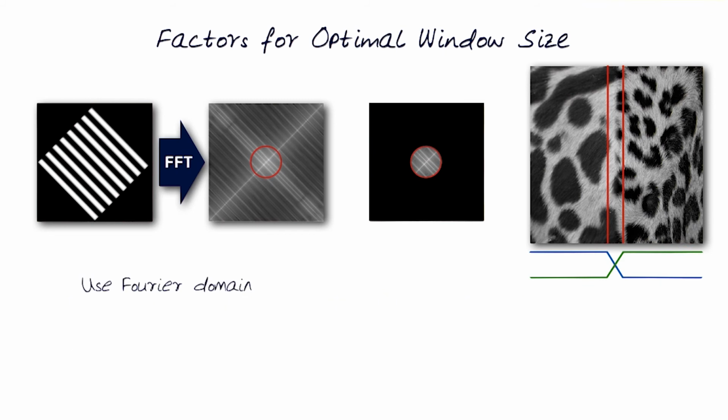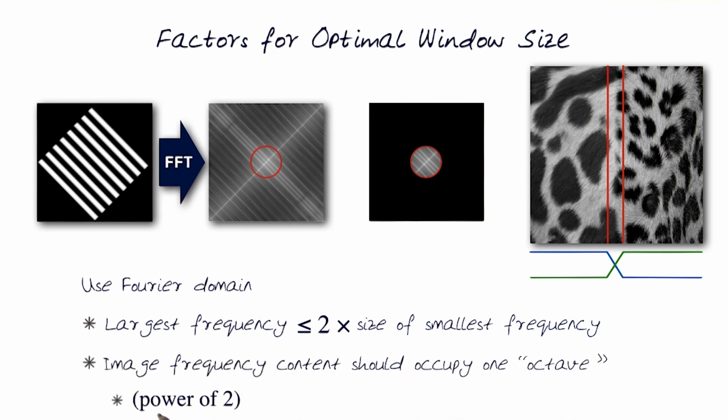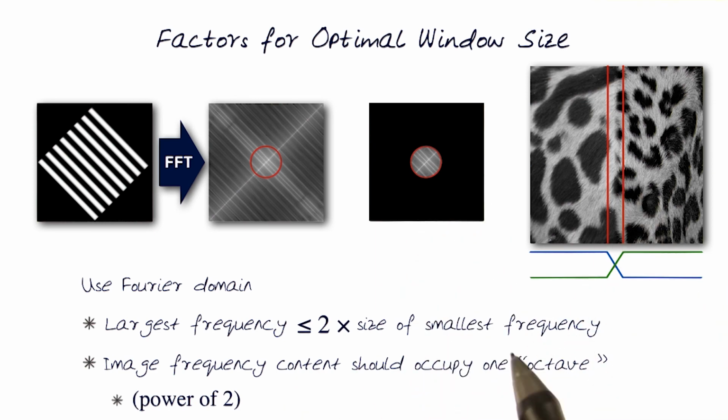So in essence, what we are arguing for here is that we want to start using the Fourier domain to help us extract optimal window sizes. Here I share with you some of the well-known methods for how we can do this. For example, if the largest frequency of the signal is less than or equal to twice the size of the smallest frequency, that will help us look for the right window size. The other thing to remember is that the image frequency content should occupy 1 octave, that is, within the powers of 2 of the frequency signal itself, and that will also allow us to determine the window sizes.